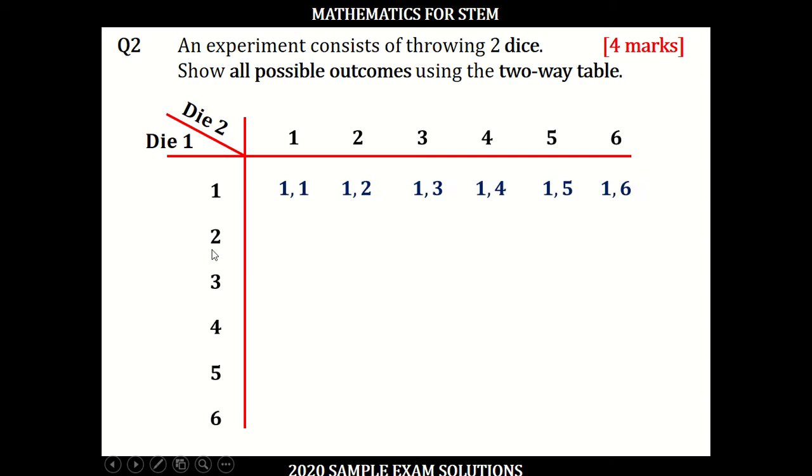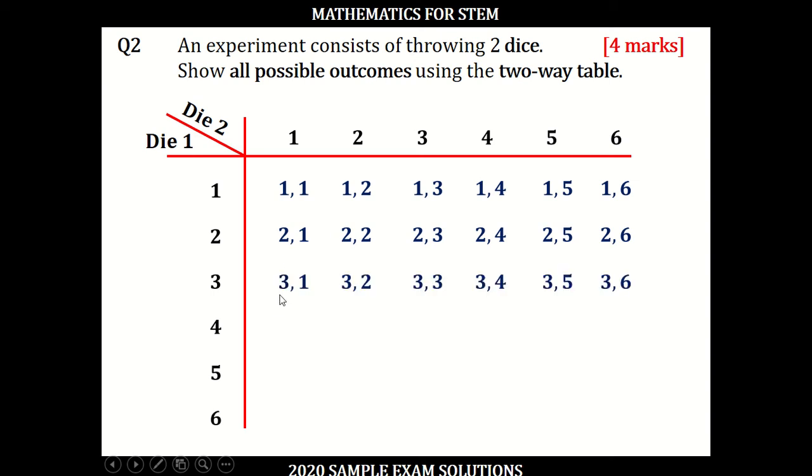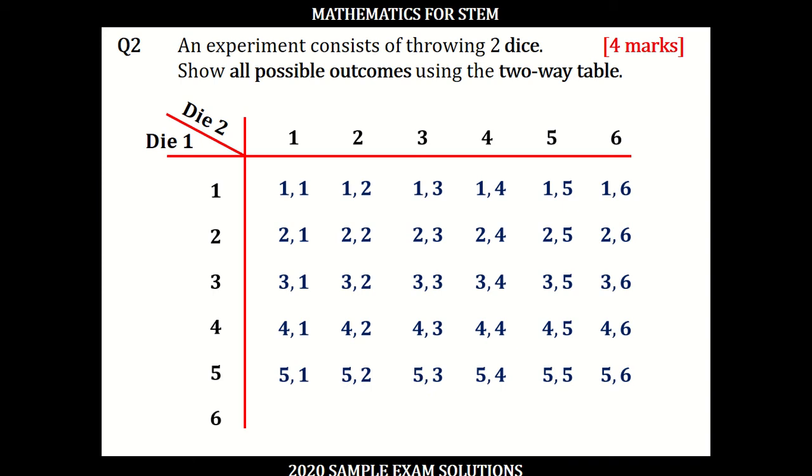And the next set of possible outcomes, we could have 2 first of all. So we could have a 2, 1, 2, 2, 2, 3, 2, 4, 2, 5, 2, 6. Next of all, we could have a 3, 1, 3, 2, 3, 3, 3, 4, 3, 5, and 3, 6. Next of all, we could have 4, 1, 4, 2, 4, 3, 4, 4, 4, 5, 4, 6. And next of all, starting with a 5, and finally then starting with a 6. So you can see there's 36 different possible outcomes in this experiment.